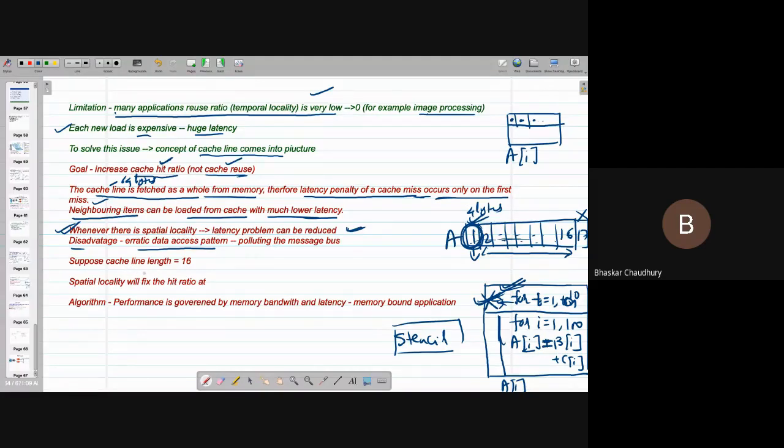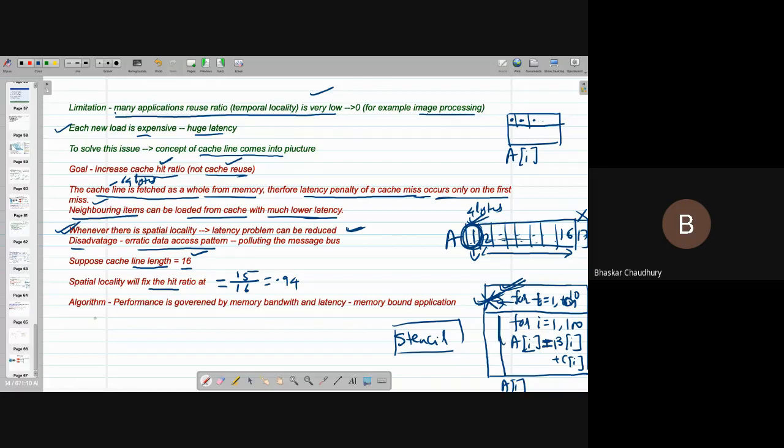Okay, now a small question to make sure that everyone is understanding. Suppose the cache line length is 16. Spatial locality will fix the hit ratio at what? What will be the hit ratio for this? 15 by 16. 15 by 16, exactly. Out of 16 accesses, you are hitting it 15 times. So that will be close to 0.94. So you can see the hit ratio is very high if the cache line length is 16 and you are really utilizing this spatial locality.